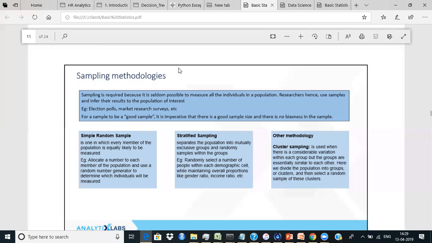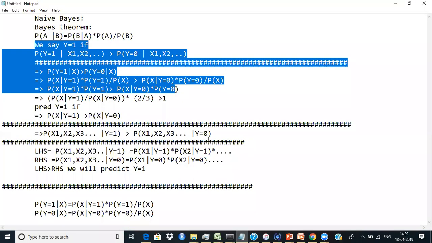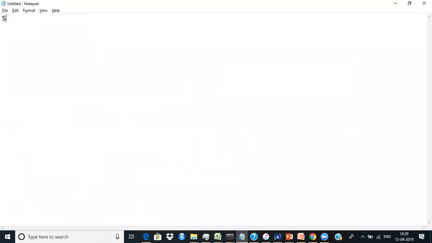Simple random sampling can be of two types. The two types are simple random sampling with replacement and simple random sampling without replacement, SRSWR and SRSWOR, right? You need to understand the difference between these two. Let's understand this by taking an example.